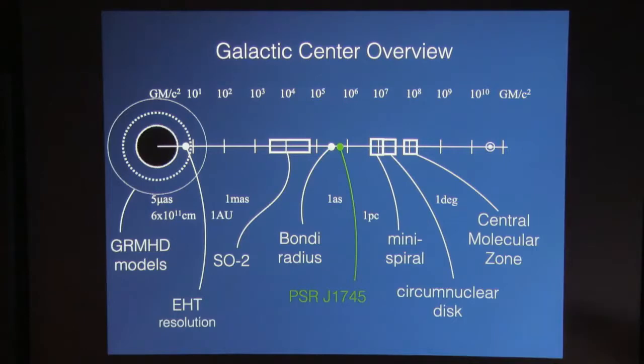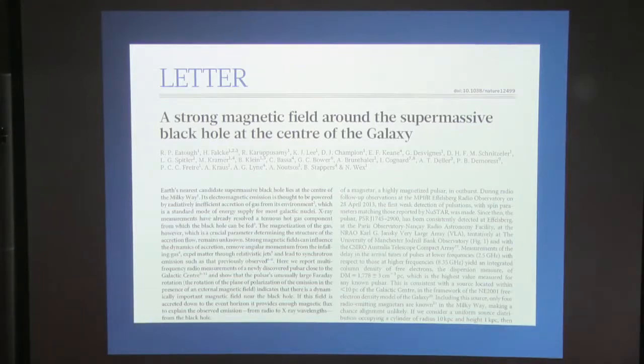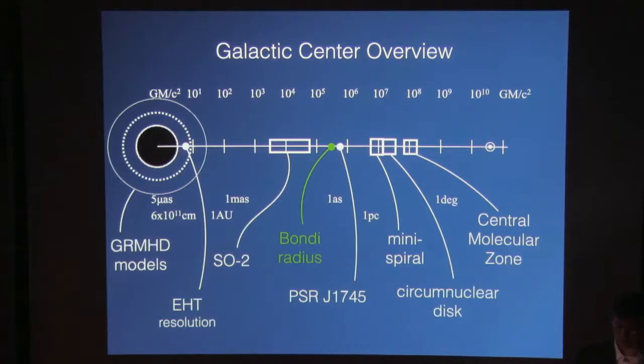Okay, so yet further in is a recently discovered pulsar, J1745. So here's the discovery paper. And one of the reasons this pulsar is interesting for galactic center study is because it gives us information about magnetic field strengths in the galactic center. So this lies at an angular separation of about 3 arc seconds, I believe, from the center of the galaxy, and tells us about magnetic field strengths at that scale. But that's still outside the Bondi radius, which is of order 1 arc second.